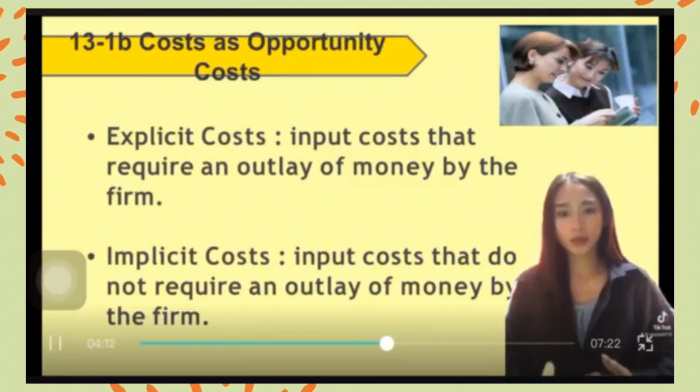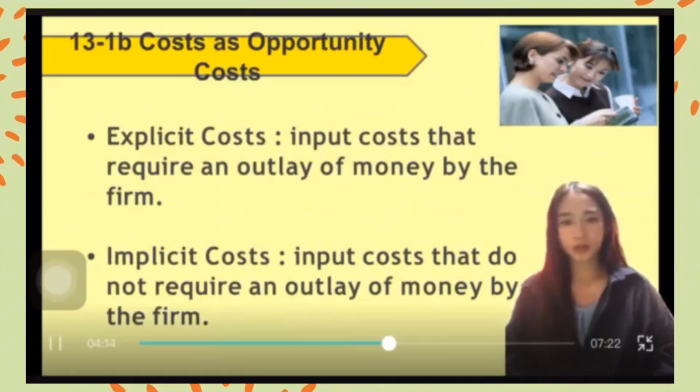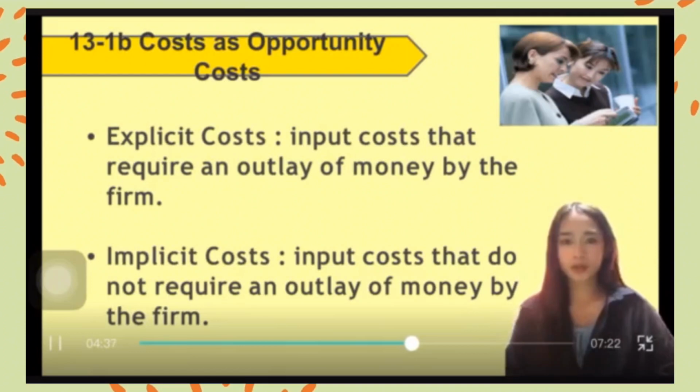Implicit cost is the input cost that does not require an outlay of money by the firm. For example, imagine that Caroline is skilled in computers, but she has to decide whether to start a business. She might make a decision about her income if she gives up the chance to earn a salary at another firm, choosing instead to work for her own company. The salary she gives up is a cost.